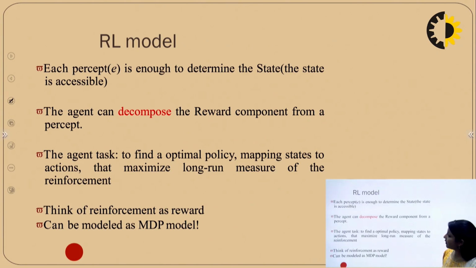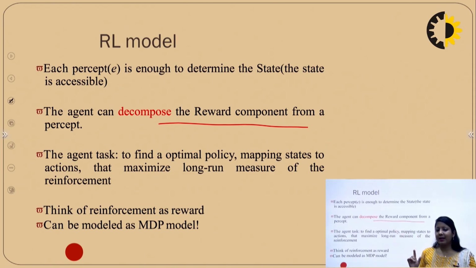So what is the model? The agent decomposes the reward component from the percept. I already told you the reward can be immediate: if I perform one action, I get the reward. But it can also be delayed until after the final output. We get the final reward when all the actions are performed correctly. So two ways are there. The agent has to find the optimal policy mapping state to action and maximize the long-run measure. So we have to optimize this learning. The agent can use some tool to optimize the final reward so that it has the maximum value.